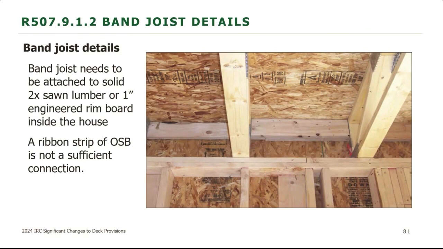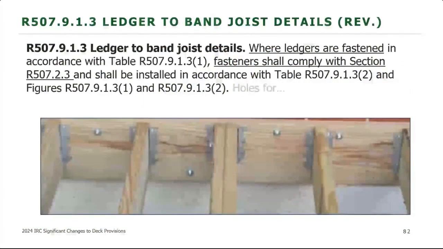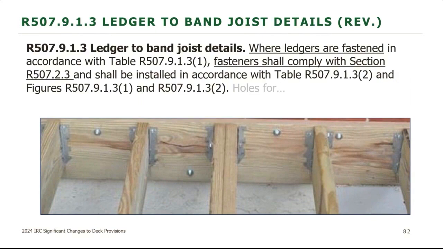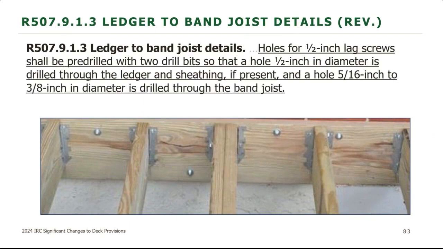A little bit of tweaks to the, again, just more editorial stuff here, but ledger to the band joist details. Where the ledgers are fastened in accordance with the table, fasteners shall comply with section R507.2.3 and then be installed in accordance with those tables and the figures. So this is some information that is new to the code. It actually was in the NDS previously, but a lot of people, again, weren't finding it there. So the deck industry, deck builders actually brought this into the code just to make sure that everybody saw this.